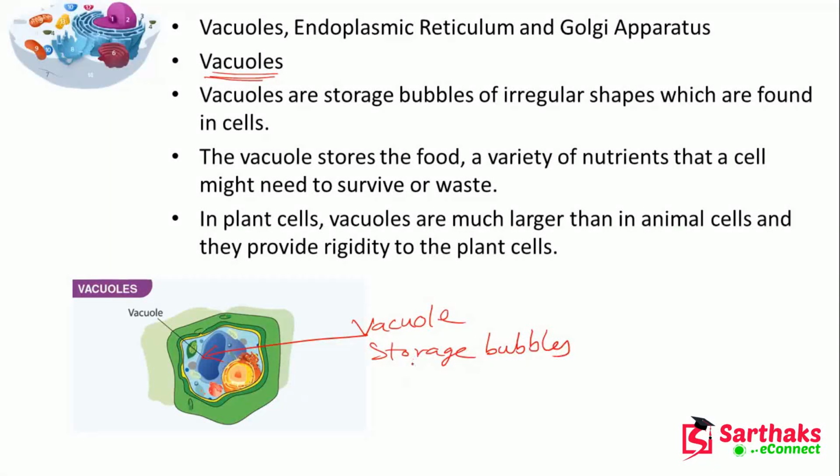And the vacuole stores food, a variety of nutrients that a cell might need to survive. So the main thing is storage bubbles: they store the food or nutrients required by the cell to survive. And in plant cells, vacuoles are much larger than in animal cells, and they provide rigidity to the plant cells.